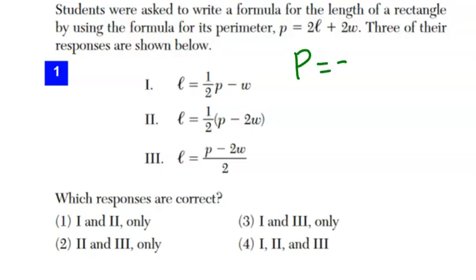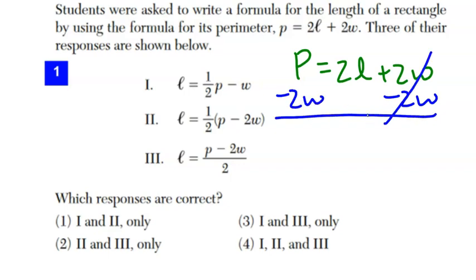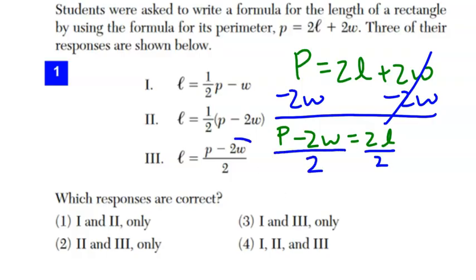So if we want to solve for L, the first thing we need to do is use an inverse operation and a property of equality to remove 2W from the right-hand side, leaving us with P minus 2W equals 2L. To isolate L, we would need to divide by 2. And here's where you have some options. One option is you could divide the entire side by 2, which would give us a match to option 3.